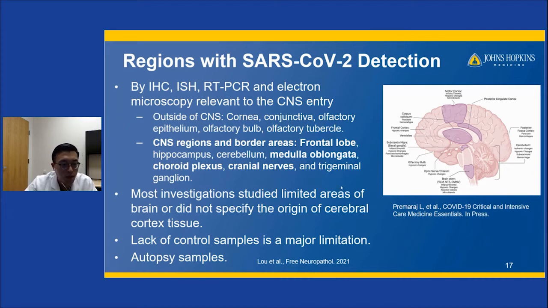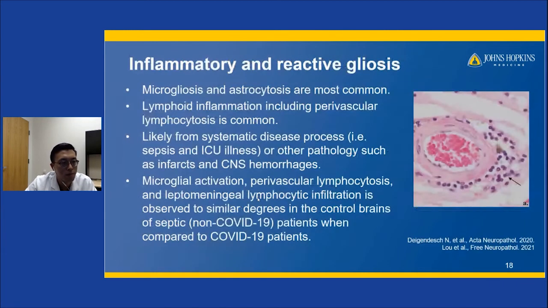However, we also have to remember there are a lot of limitations in these studies. They only studied limited areas of the brain because of COVID regulations, and did not specify the origin of cerebral cortex tissue when they reported cortex. And lack of control samples is a major limitation. Although you detect the virus or these pathological findings, there is really no control group to compare it to. And these are autopsy studies, so there is always a major hurdle there. The hours later when you look at the samples is also always a limitation.